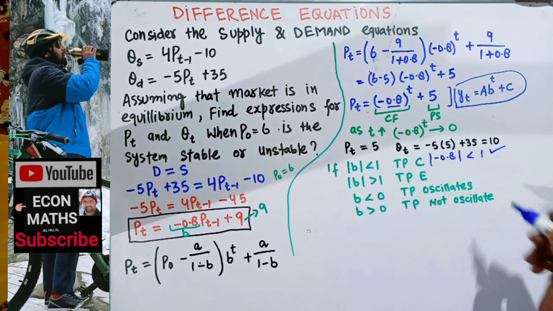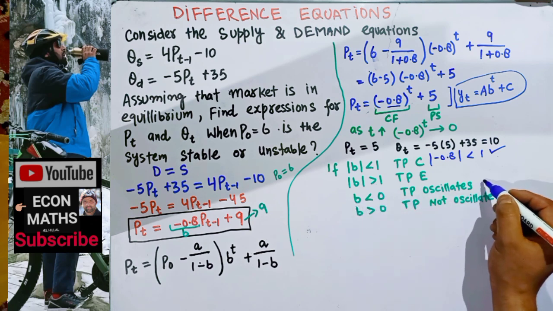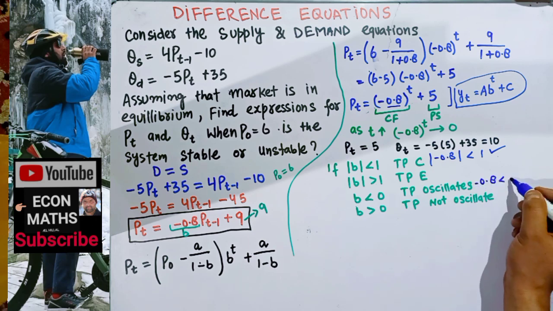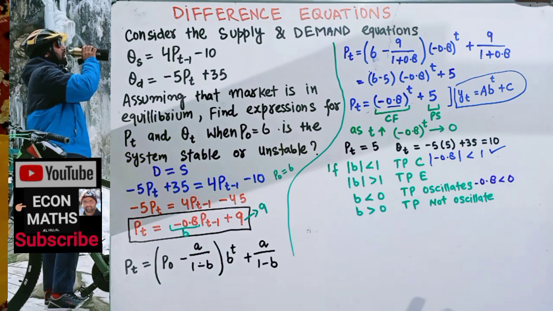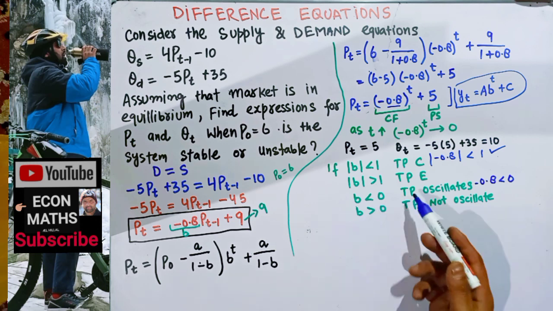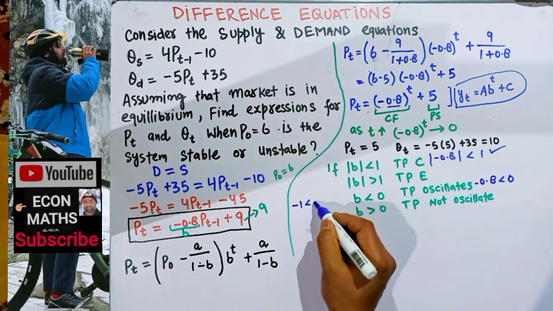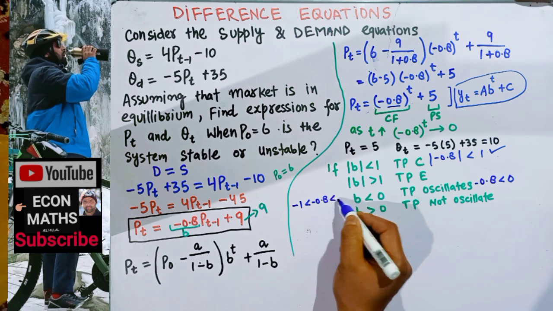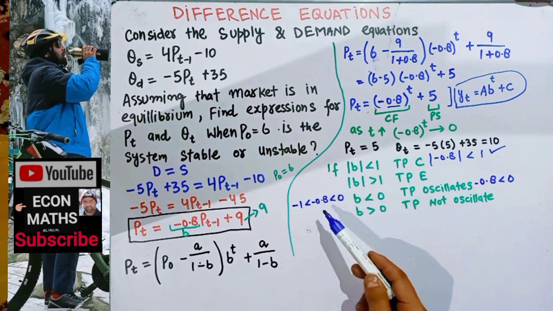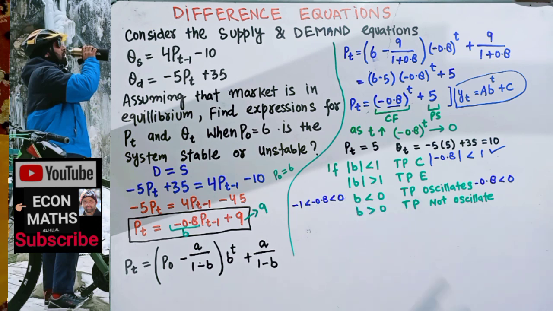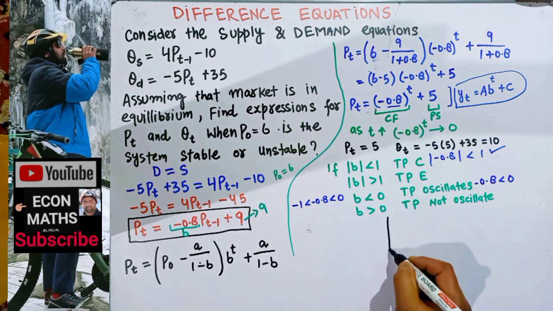Also our b is less than 0, because minus 0.8 is less than 0. That means the time path will oscillate. So our time path will oscillate when these two conditions apply. Our b is greater than minus 1 and less than 0. So let me draw a small graph to make it more clear.